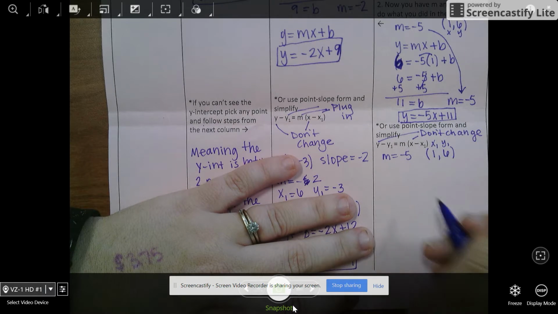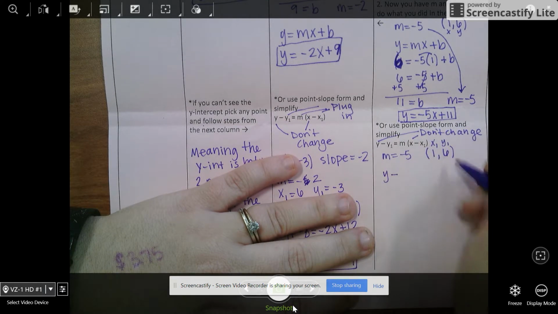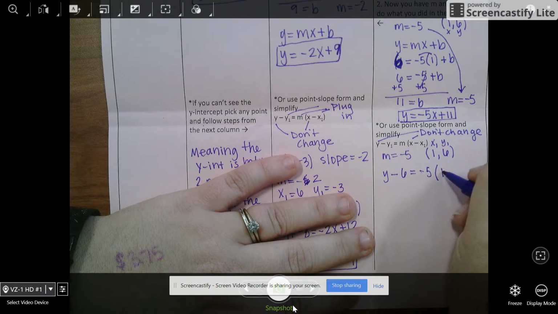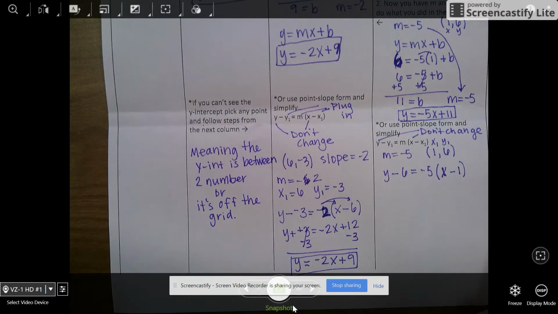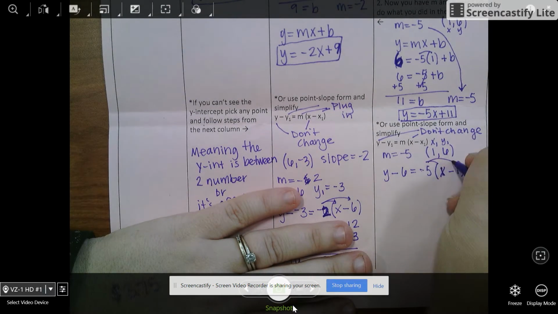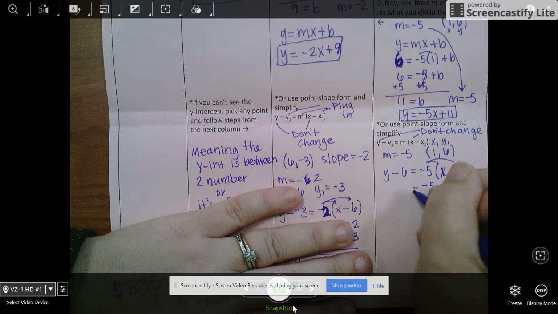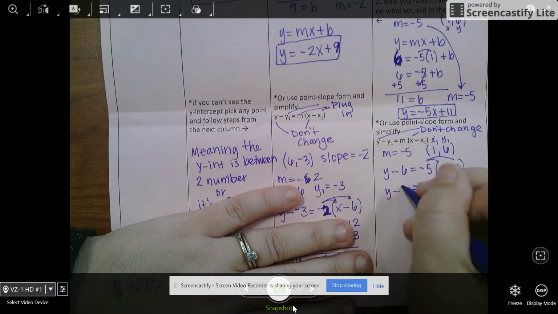Okay, so y minus y1 this time is y minus 6 equals m, which is -5, times x, which is 1. Or I'm sorry, just x. Don't change it. What am I talking about? X minus x1, which is 1. Okay. Now I'm going to distribute. So I've got -5x. -5 times -1 is +5. Okay. And I still have my y minus 6 here.